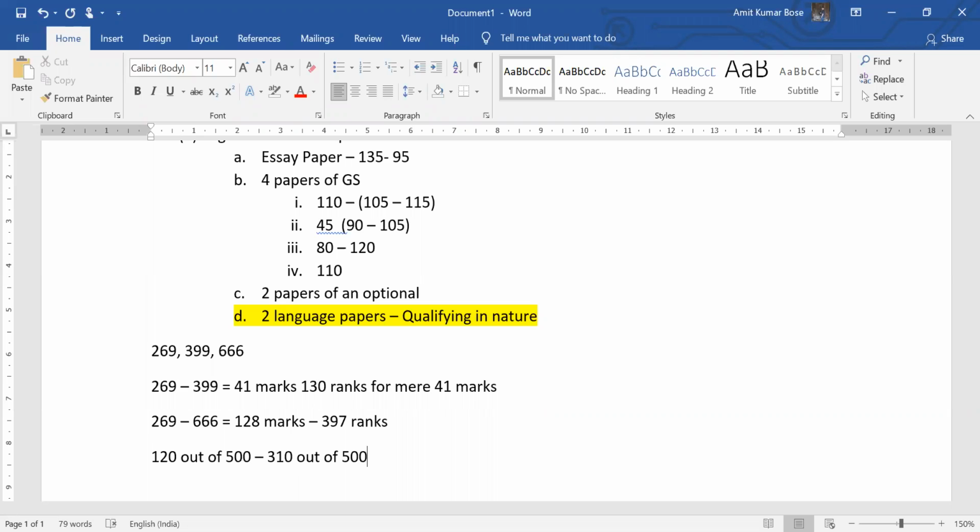So this is the area where I'm going to look at the difference getting created between a successful candidate and someone who's not being able to make the cut. That's where lies the significance of the optional. That's why choosing the optional carefully is so significant.